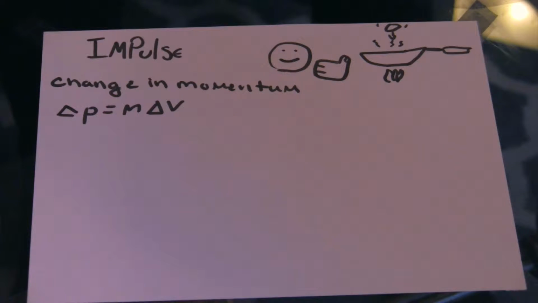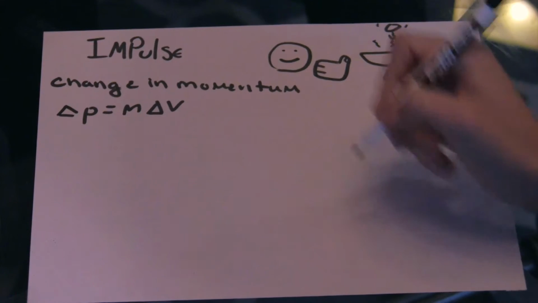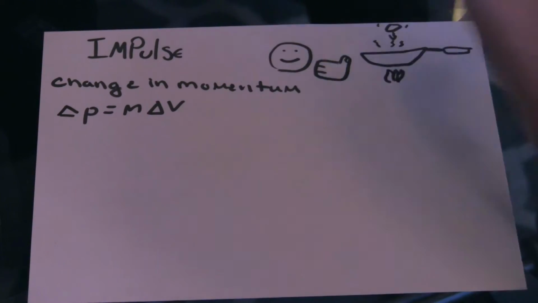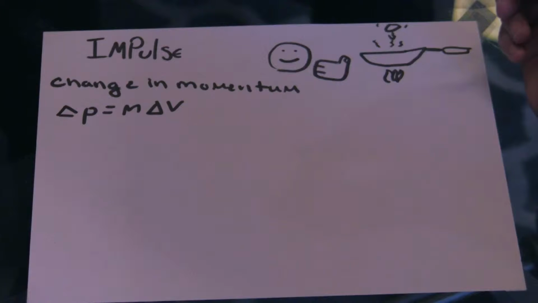Alright, impulse. Impulse is the change in momentum. Our equations being delta P equals mass times the change of velocity. Or you can take it as delta P equals mass times (VF minus VI). For instance, we reuse the egg as an example. We use the equation delta P equals mass times change of velocity.